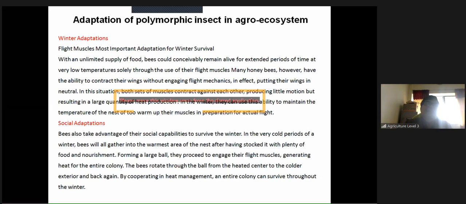Next, winter and social adaptation. I have already told you this. How is social adaptation? What is social adaptation? One is division of labor. Another one, especially in the winter countries, cold countries: in cold periods, the winter bees will all gather into the warmest area of the nest after having stocked it with plenty of food and nourishment.